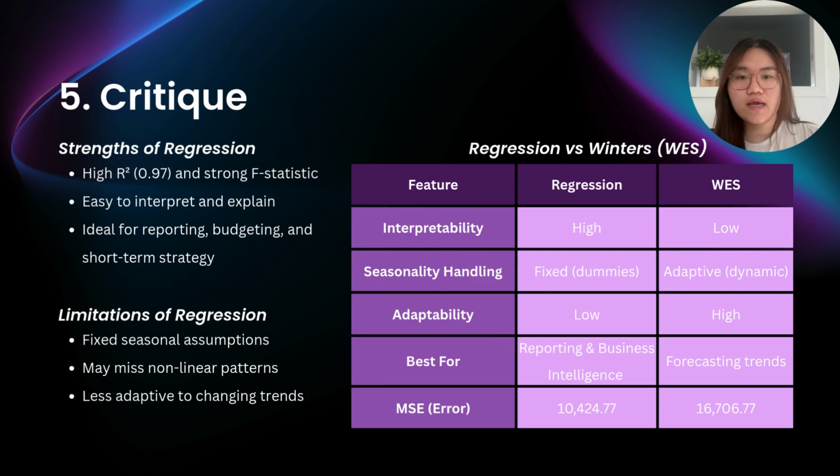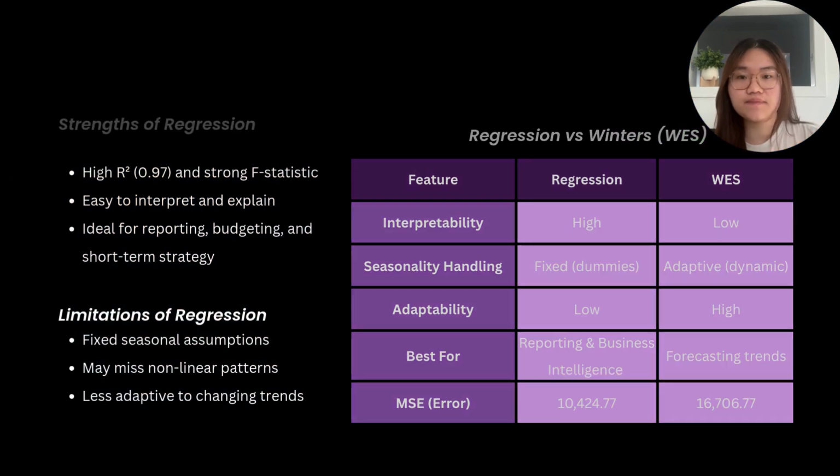Winters dynamically updates level, trend, and seasonal factors, which adapts quickly to changing patterns, making it robust for volatile or evolving data. Winters lacks easily interpretable coefficients. Stakeholders cannot see exactly how much each month contributes. It simply produces point forecasts. In our test, regression achieved a lower mean square error versus Winters' MSE, indicating better historical fit. However, Winters' reliability means it may outperform when patterns shift unexpectedly.